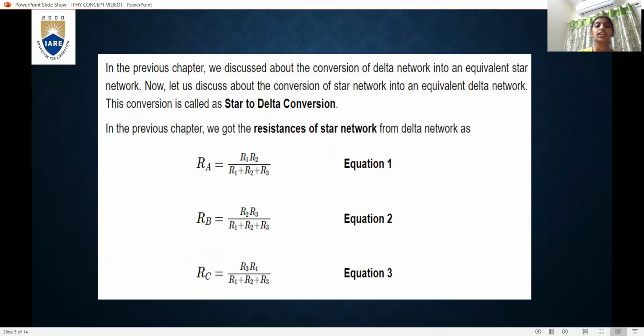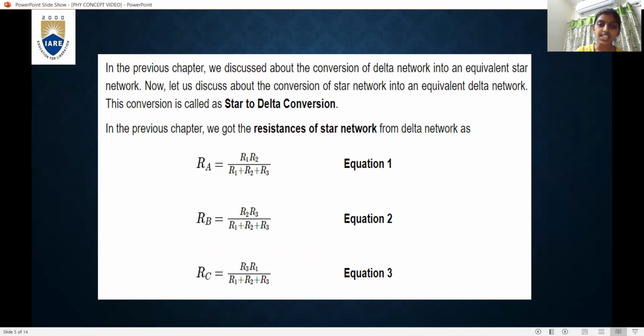Now let us discuss the conversion of a star network into an equivalent delta network. This conversion is called star to delta conversion. To convert a network from star to delta, first we have to derive the formulas or equations required for the conversion. Before deriving them, you have to know the formulas of delta to star conversion, which are as follows.